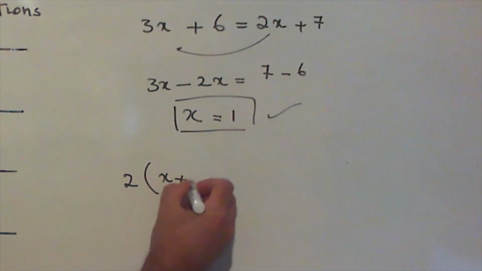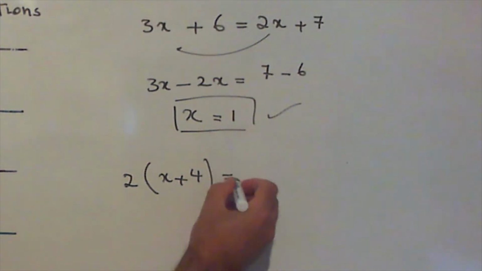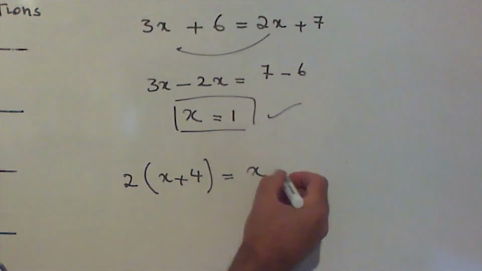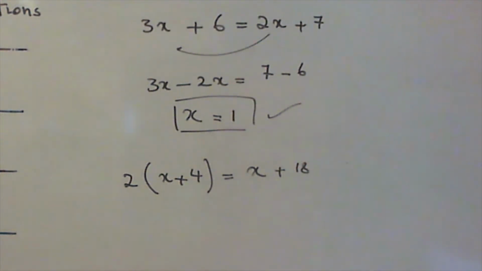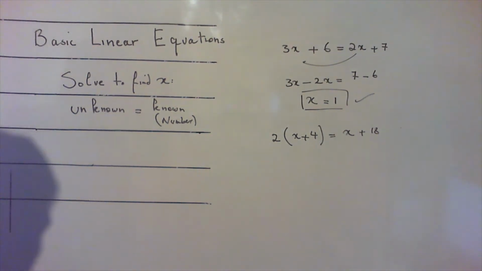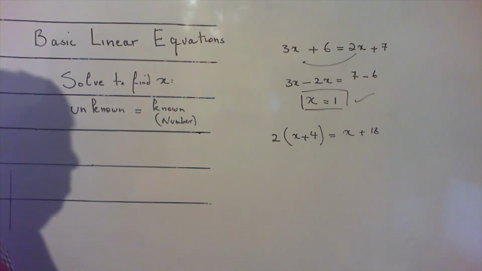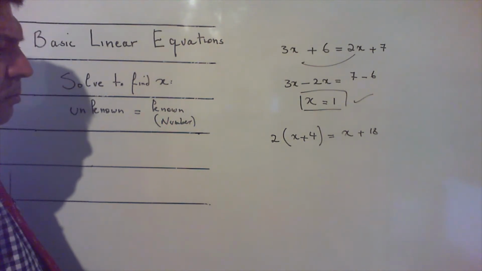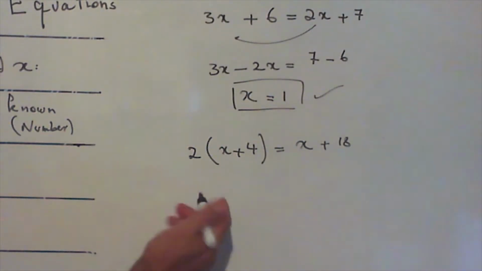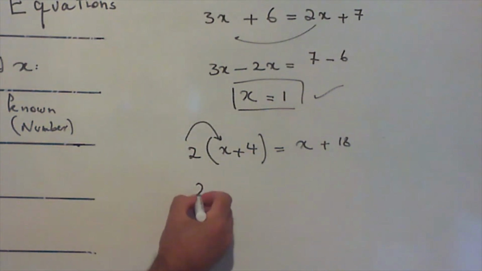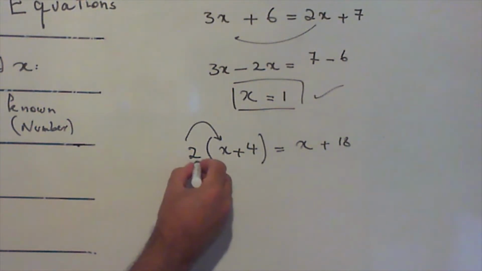So I can write this one as 2 times (x plus 4) equals x plus 18. And again, I've been told to solve to find x. In order to solve to find x, the first thing you have to do is use your knowledge of expansion of brackets. I will make a video for expansion of brackets very soon. So at this minute, I'm saying this is a basic expansion. You multiply 2 to the x, that's 2x.